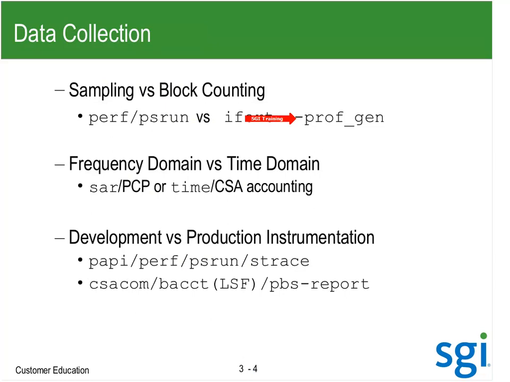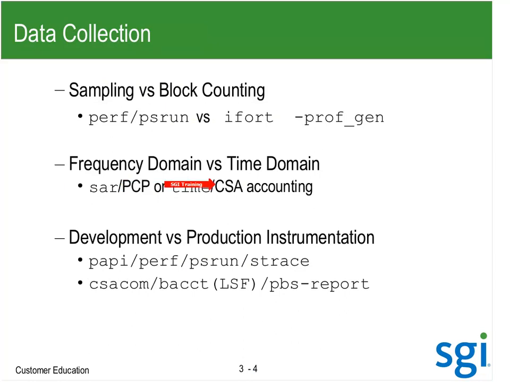Second way of looking at data, frequency versus time domain. When I'm looking at SAR and PCP, I'm looking at how busy it is or how many calls per second, some sort of rate type of information. That doesn't give me performance. There's nothing in SAR or PCP that gives me time to solution. So that's why I'm going to use the time command tomorrow.